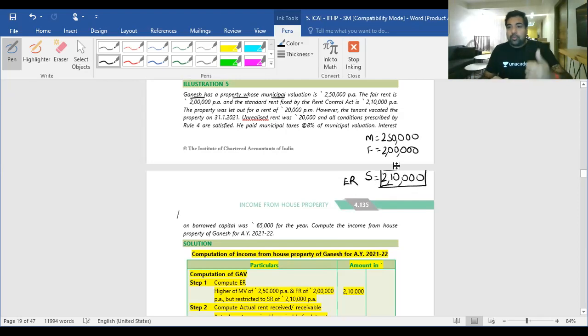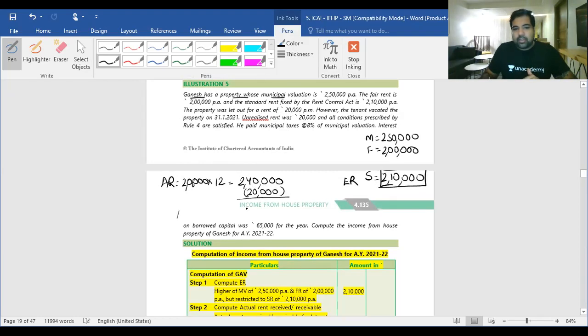Keep it parked. Unrealized rent will not impact it. Vacancy loss will not impact it. The property was let out for 20,000 per month. So your actual rent is 20,000 into 12, which is 2,40,000. If there's any unrealized rent, minus it, guys. However, the tenant vacated the property in January. Ignore vacancy loss right now. Although there are vacancies for 2 months, February and March, ignore it. Unrealized rent was 20,000. So from this, you minus 20,000, which becomes 2,20,000.